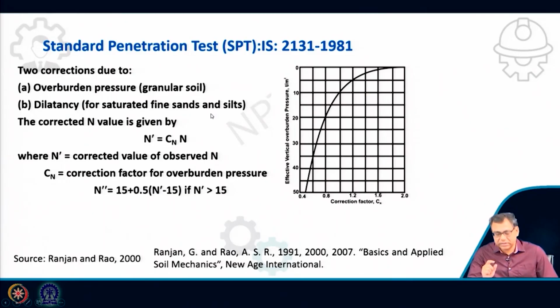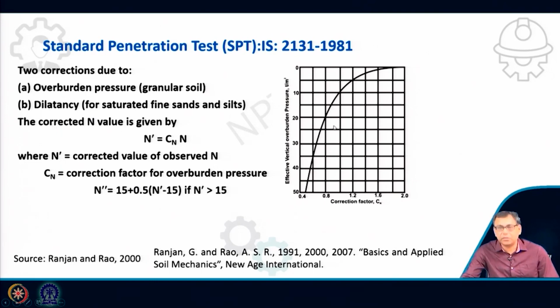The overburden pressure correction is basically that you have to normalize the N value. You can see that this correction value is equal to 1 when it is normalized with 10 ton per meter square, or 100 kilonewton per meter square. So, we have to normalize that N value with respect to this 100 kilonewton per meter square vertical effective overburden pressure. First we apply that correction, this is Cn.